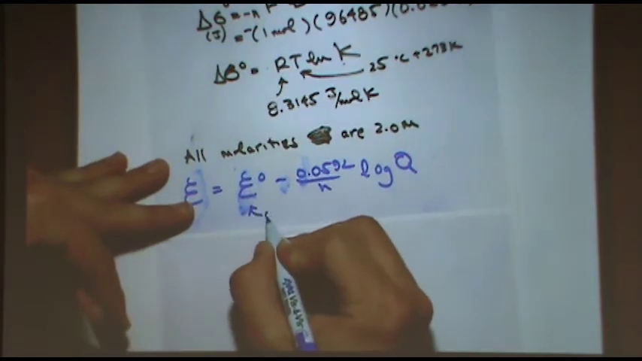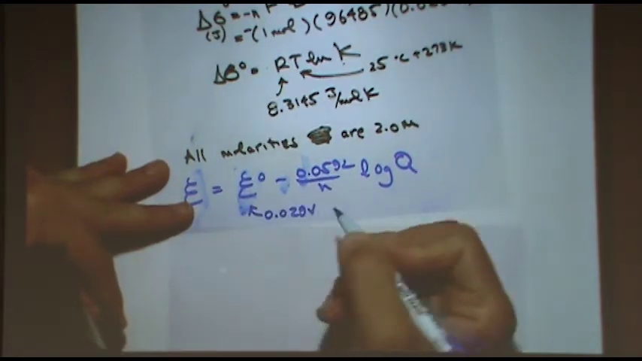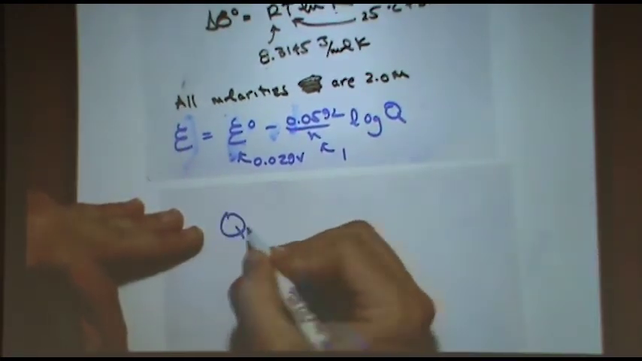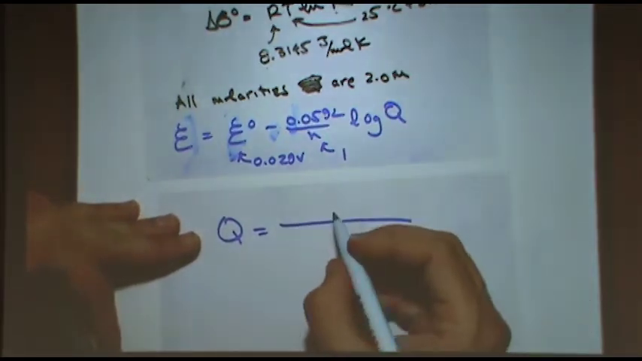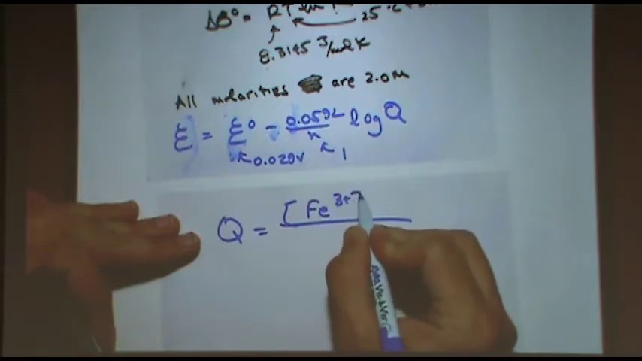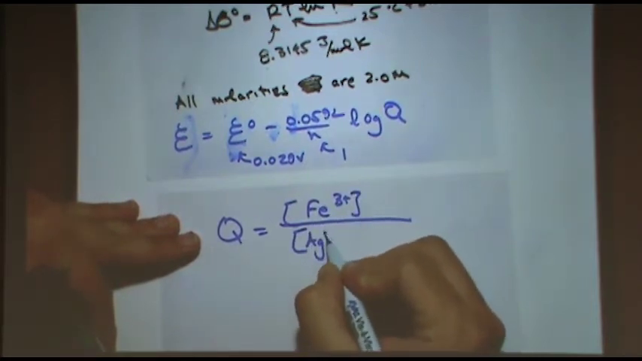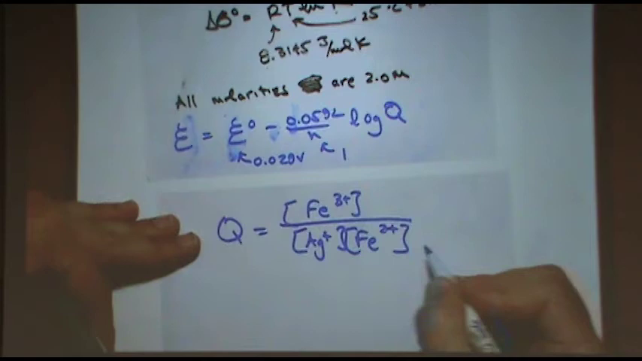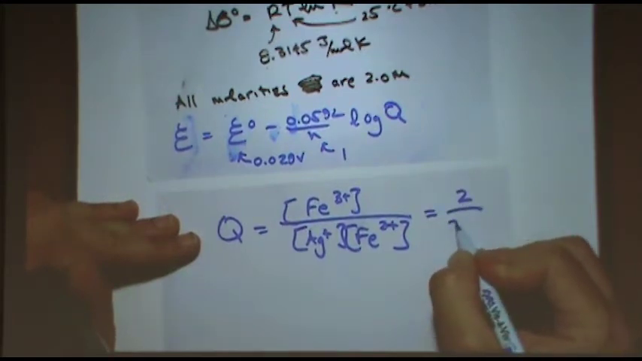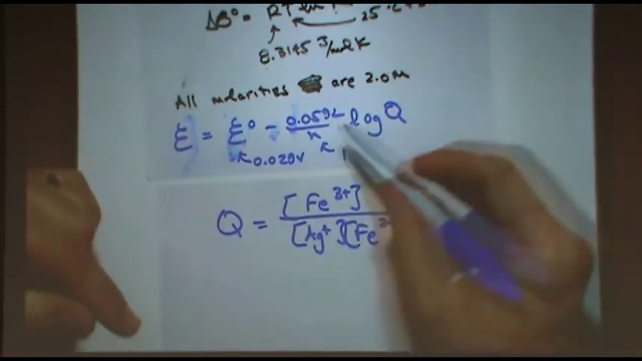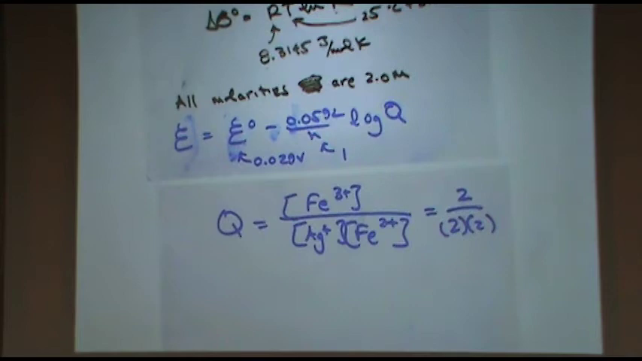All right, this one is 0.029 from before. What's N again? 1, and now let's find Q. Q would be products over reactants. So I have the reaction off screen, but refer to that as I write it: products, Fe3+, over reactants, Fe2+ times Ag+. Okay? So this would just be 2 molar over 2 molar times 2 molar. Okay? So you can plug Q in up here, N, and E standard, and that'd be your typical Nernst type of calculation.